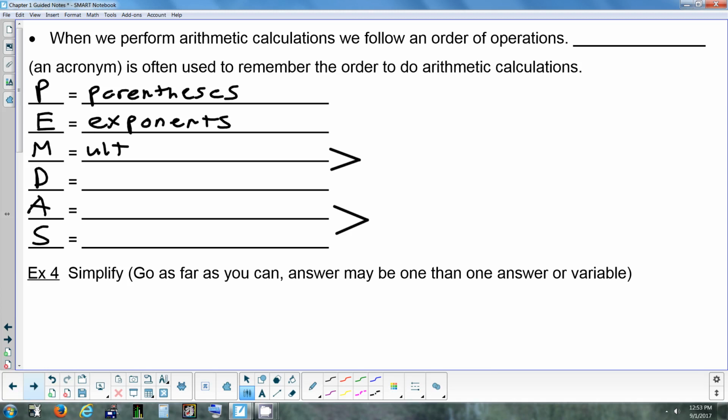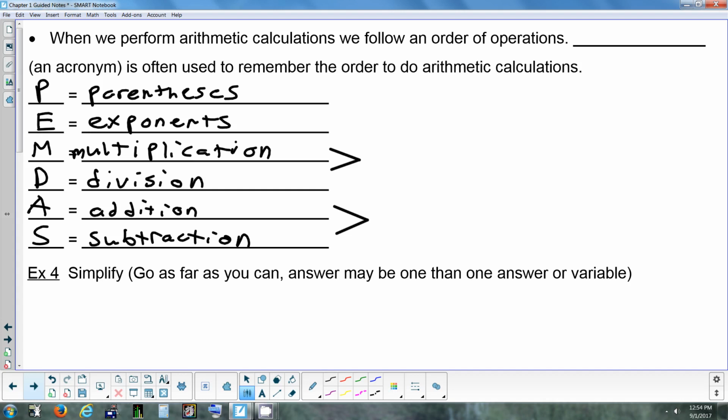Multiplication. Well, actually, I should just write it. Multiplication. Division. All right, and the last two? Addition and subtraction. So whenever we're doing any kind of arithmetic, that's the order that we follow.